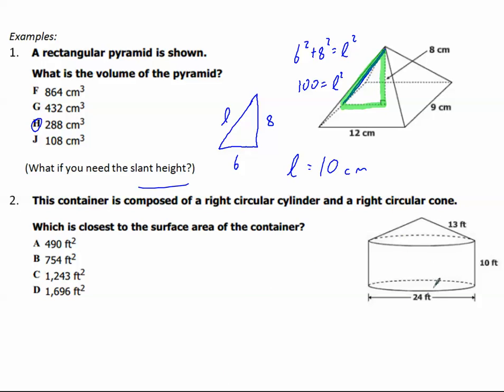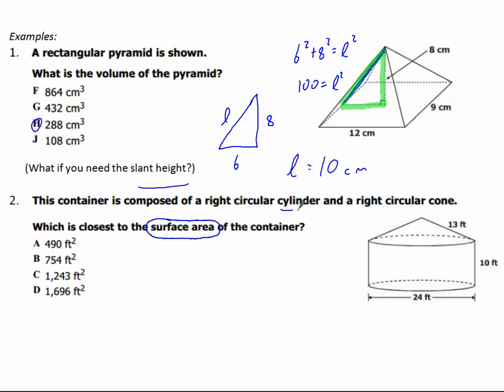We've got a goofy looking shape, right? We have a right circular cylinder and a right circular cone. So we've got a cylinder, we've got a cone. We need to find the surface area of this container. I'm going to give you a word of caution.